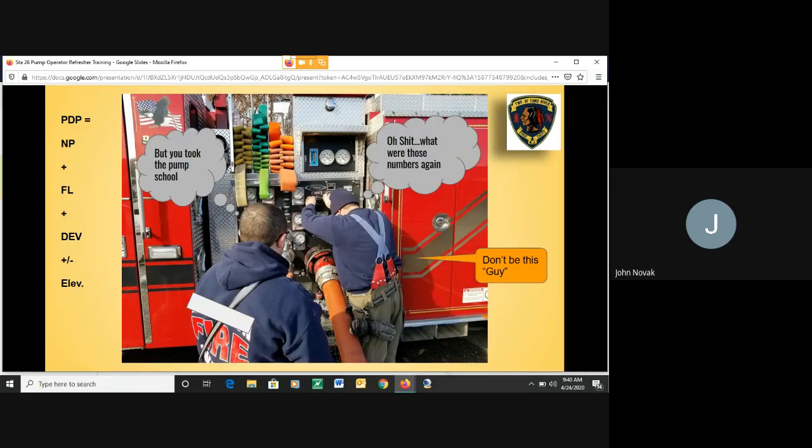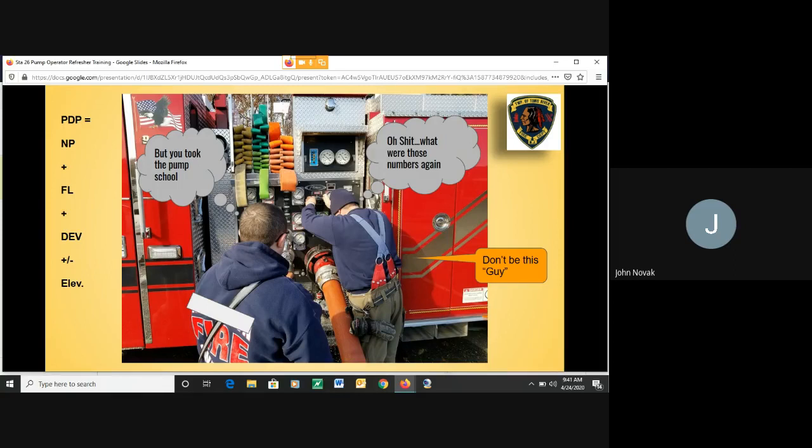All right, pump operator. All right, don't be this guy. Again, if you look to the left, we have our pump discharge pressure formula that you need to know: nozzle pressure plus friction loss plus device plus or minus elevation. This all comes into play. Everyone's learned this when they've taken the pump school. Again, I've sent out a revised pump manual for everyone to take a look at, especially the pump operators, so you might want to review that. We're going to talk about the nozzles here shortly. It's going to simplify a lot of stuff.